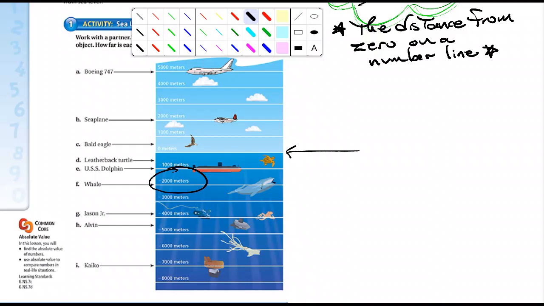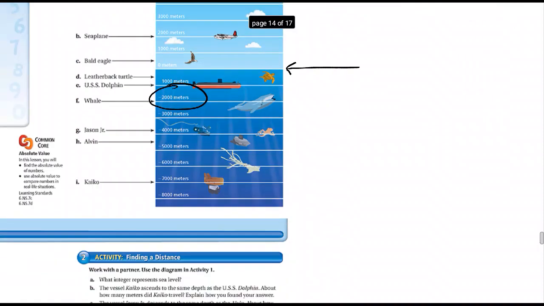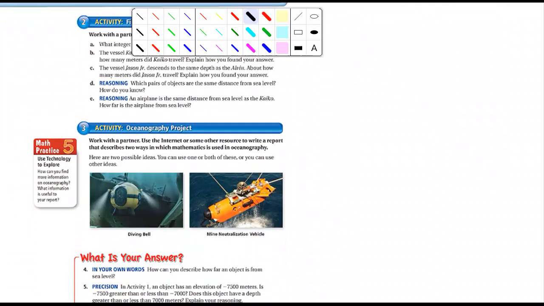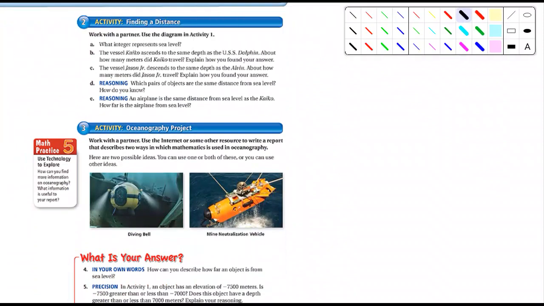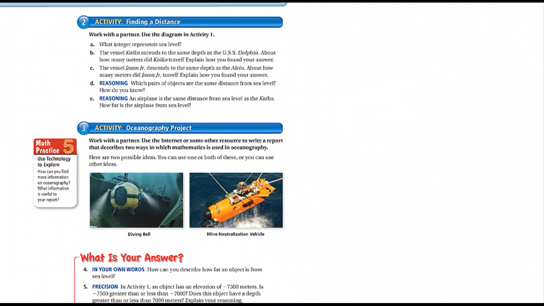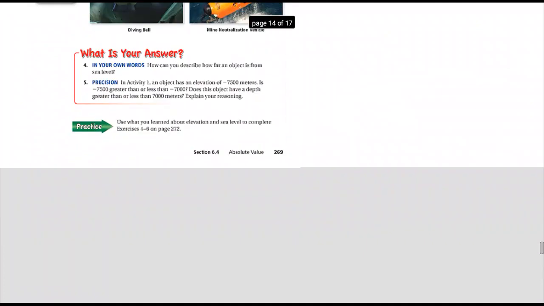7,000 meters. Okay, so that's what they're talking about. This is just an example to help you understand absolute value. It's just how far it is from whatever is determined to be the zero point. In that case, it happened to be sea level. So let's move a little bit further here. I'm not going to worry about those activities.